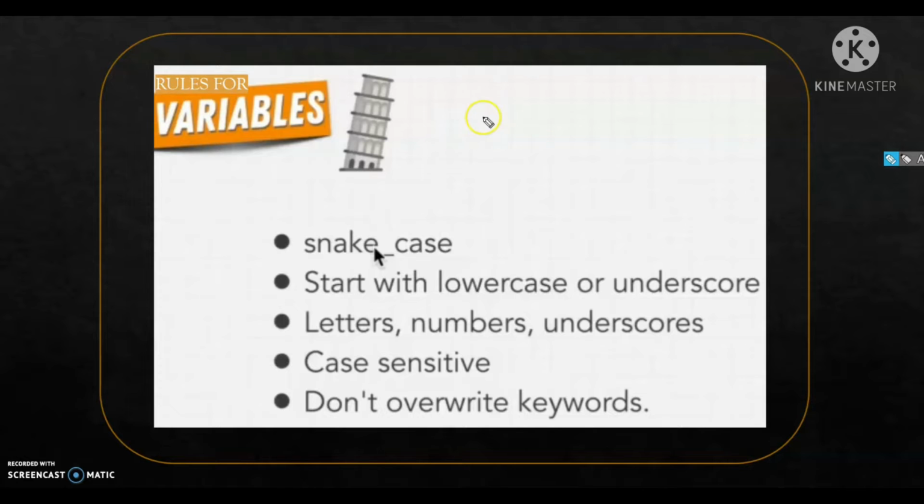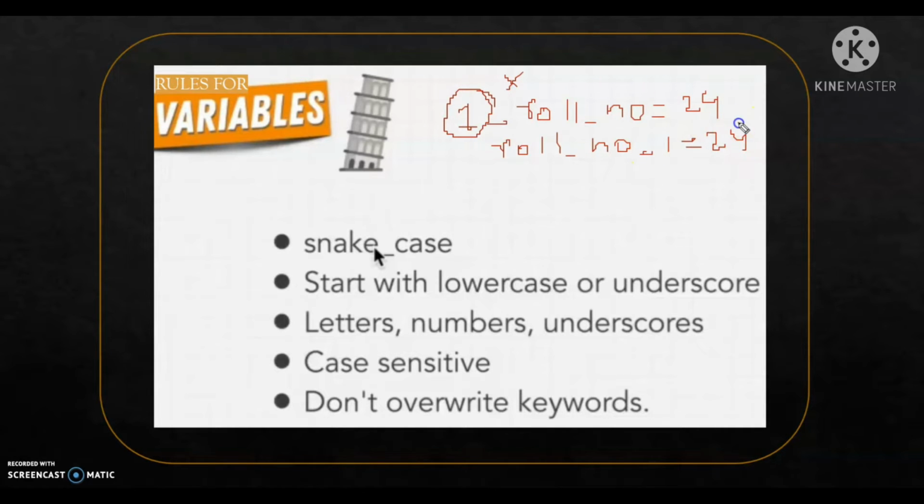For instance, if I start with a number, put an underscore, and use roll number is equal to, assigning the value 24, so it started with a number, it is obvious that Python will give an error. This should not happen. Instead, you can just give roll_number_1 is equal to 24. This is a correct one. This won't give an error.